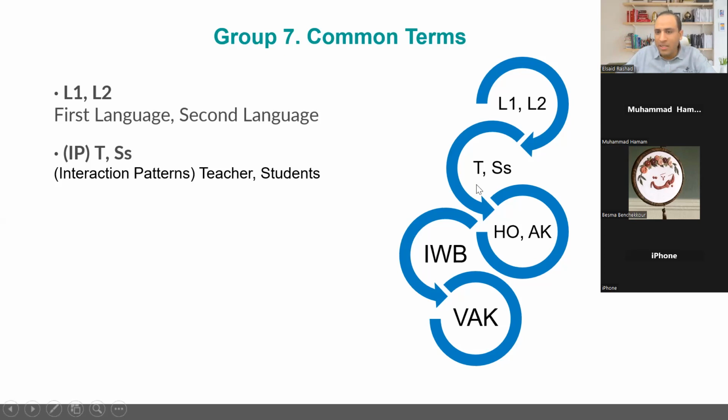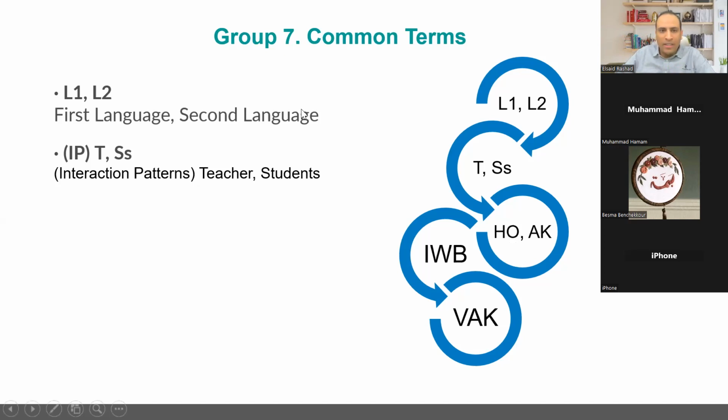And if you're writing a plan, you will use these 2 abbreviations. T asks students to read the passage and answer the question. Students discuss the answers in pairs. So you will definitely use them if you're doing a lesson plan.